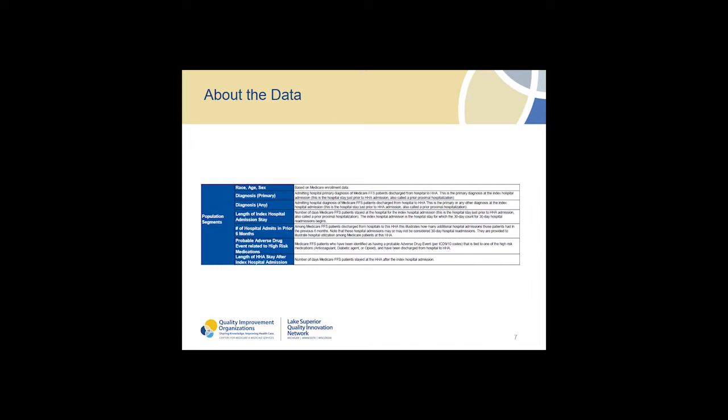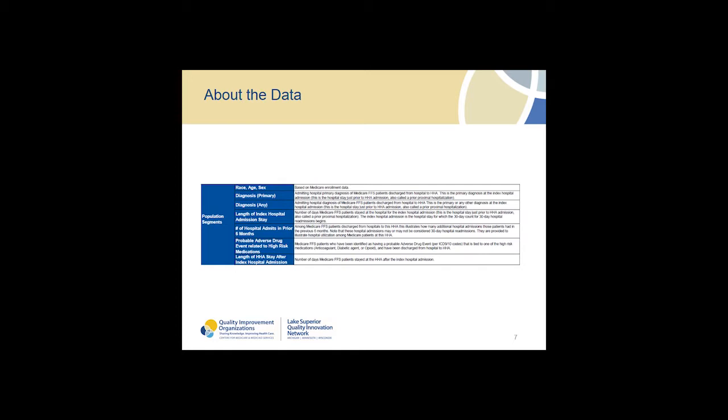The length of the index hospital admission is the number of days that patients were at the hospital for that hospital stay that happens immediately before they're admitted to your home health agency. The number of hospital admissions in the prior 6 months says among the patients who went from hospitals to your home health agency, how many additional hospital admissions those patients had in the 6 months leading up to admission to your home health.